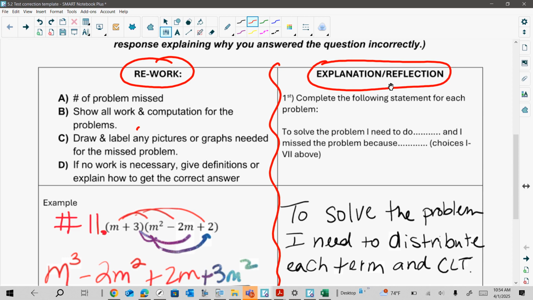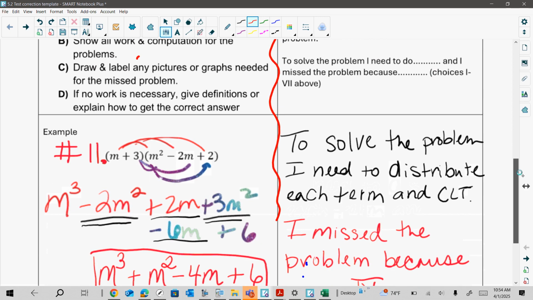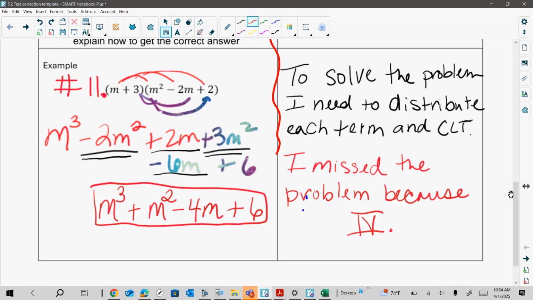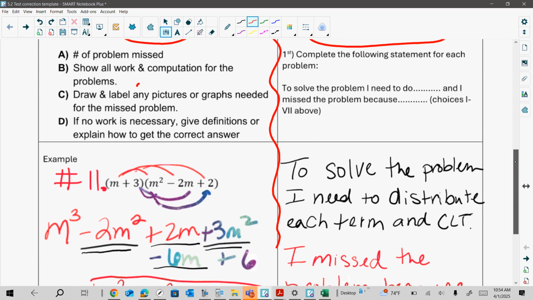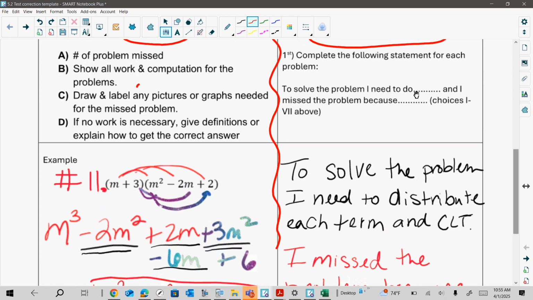Okay, so this is an example of what rework should look like. And this is probably one of the ones I'm going to go over because this is one of the ones that was most missed. But I'm going to talk about a different way to solve it. And then your explanation. Your explanation is you got to complete the sentence. To solve the problem I needed to do, and I missed the problem because.